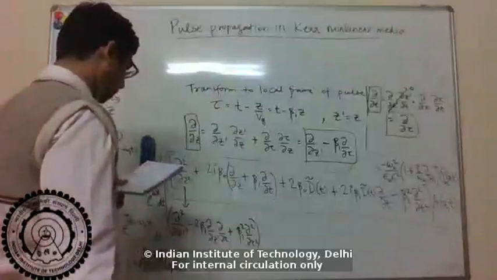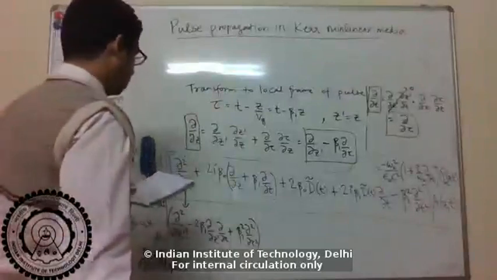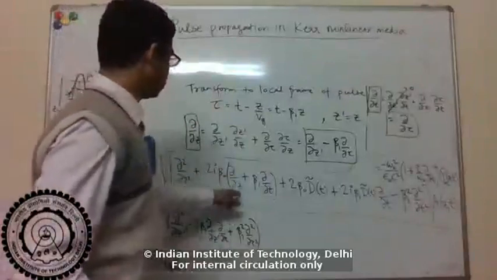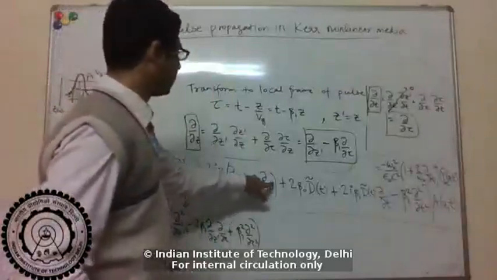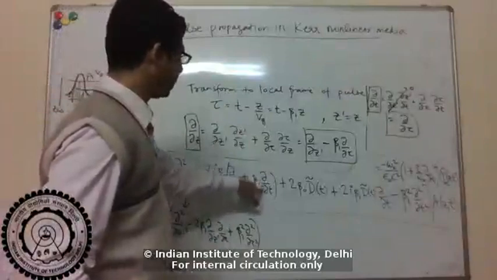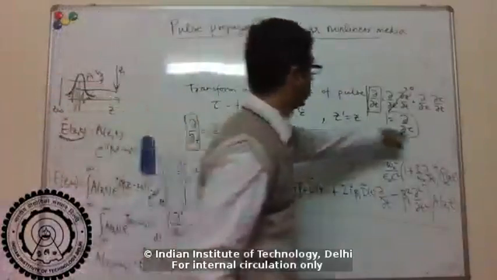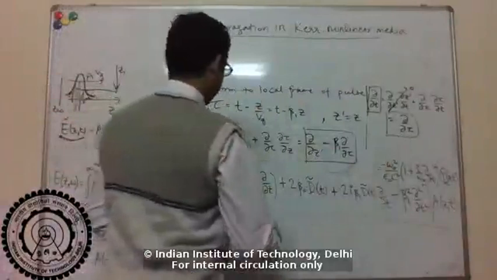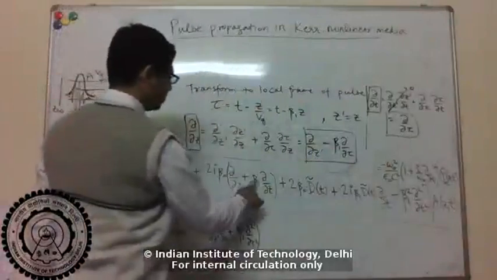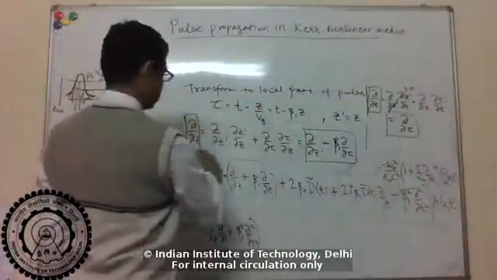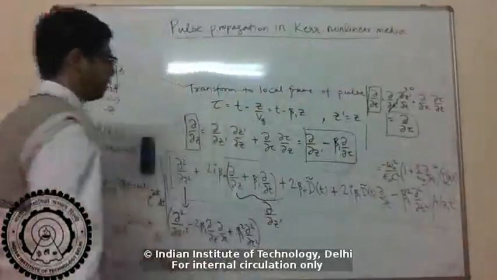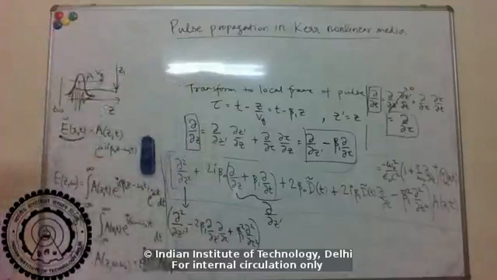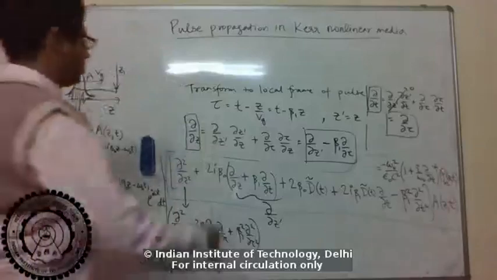Similarly, just go ahead. So here, del by del z plus beta 1 del by del t. Del by del t is del by del tau, and del by del z plus beta 1 del by del tau is just del by del z prime.